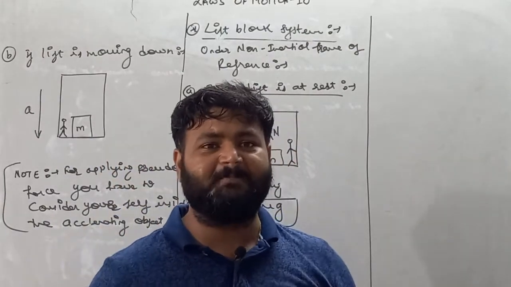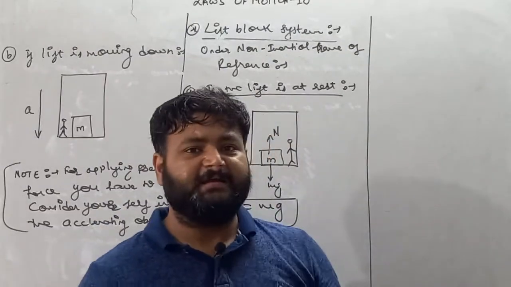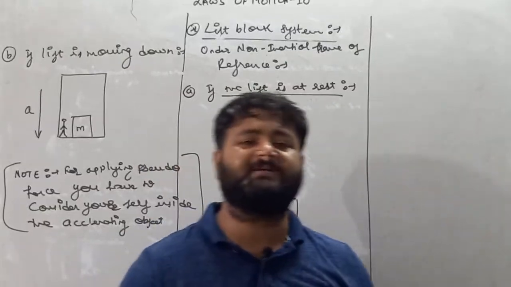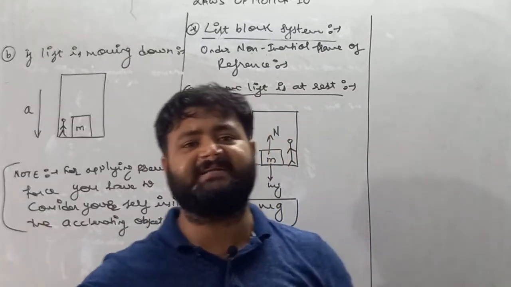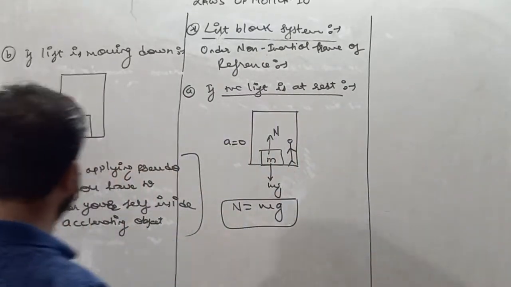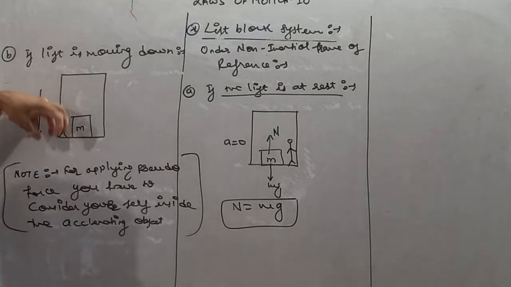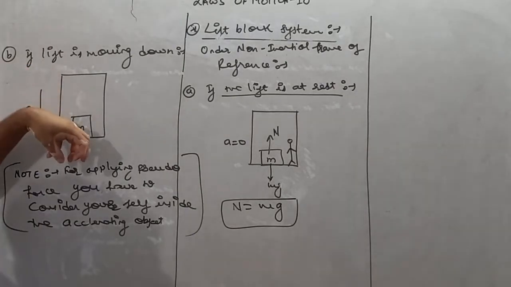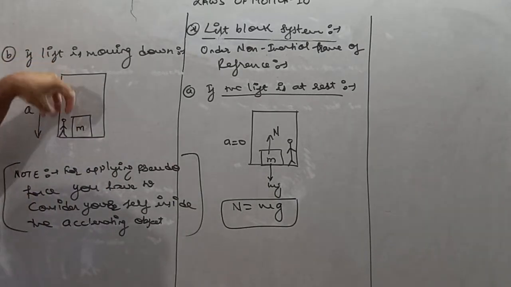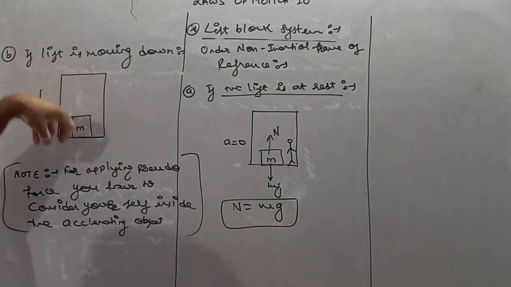Because if you are sitting on a train and the train is accelerating, then it is but obvious that you are also in acceleration. So here I am placing the observer inside the accelerating object. Here the accelerating object is a lift. Now the observer is standing on the lift.